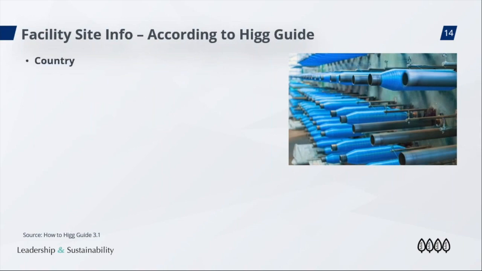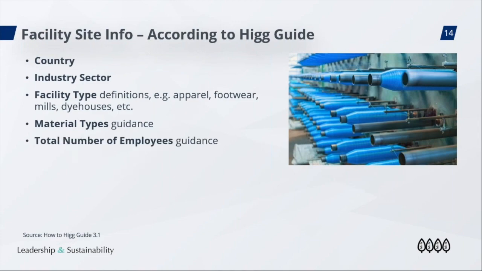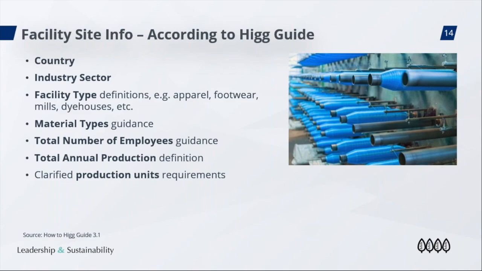Here we have a concrete overview of the information needed to fulfill the requirements. As you see, country, industry, facility type, material types, total number of employees, total annual production. And I just want to give an example for facility type. Higg says in here, please select all types that apply to your site. This means that if you are a cut and sew facility that also does screen printing or wet processing on site, you would select both sewing and final product assembly and wet processes. Might be washing, dyeing, or printing.